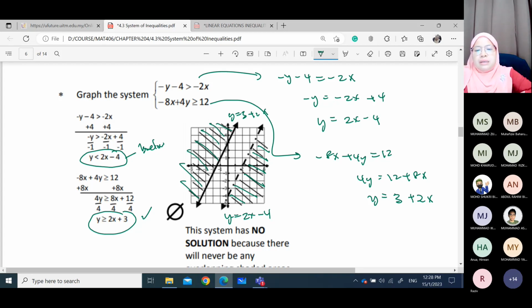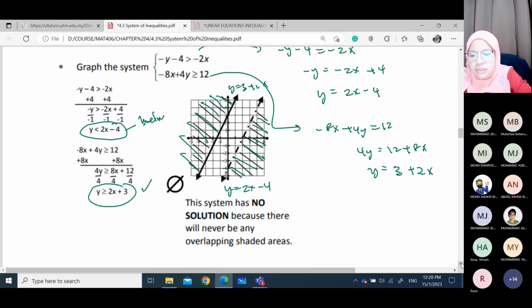Okay, so based on this example, we can say that this system has no solution because there will never be any overlapping shaded areas. So maksudnya untuk case yang ini, there is no solution because there is no overlapping region. Tak ada region yang overlap ataupun yang tu dia tak bounded. Jadi kita boleh katakan it has no solution. Okay? Jelas ya?